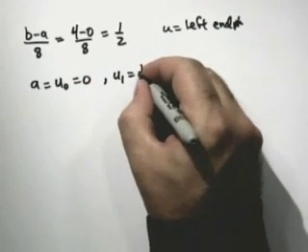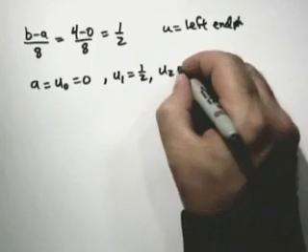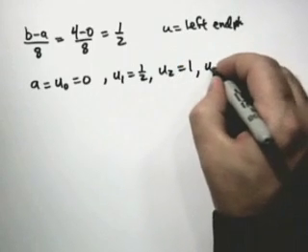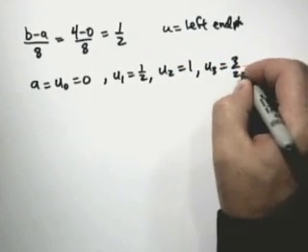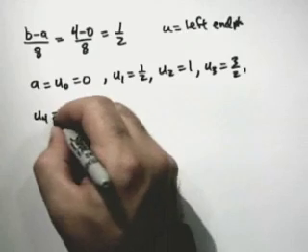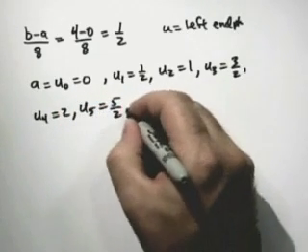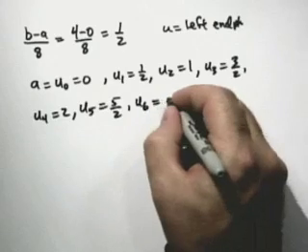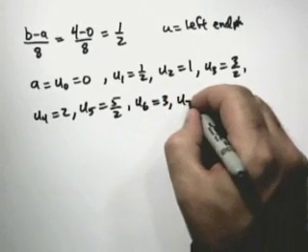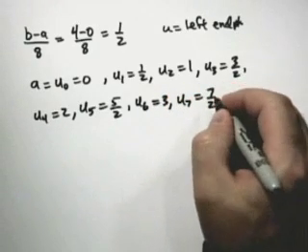U sub 1 will be 1/2. U sub 2 is equal to 1. U sub 3 is equal to 3/2. U sub 4 is equal to 2. U sub 5 is equal to 5/2. U sub 6 is equal to 3. And u sub 7 is equal to 7/2.